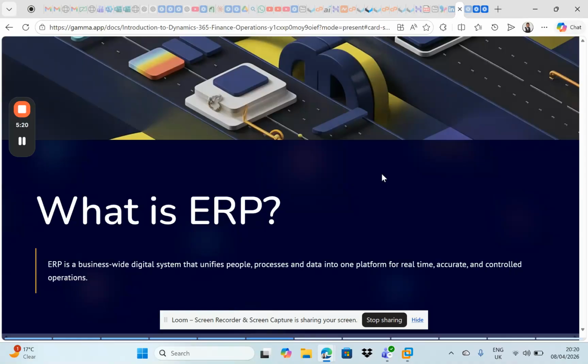If you take an example like banks, banks have ERP systems that they use to process their financial transactions. Most of these big companies have them. So in a nutshell, and in a very simple way, that is what an ERP system is.